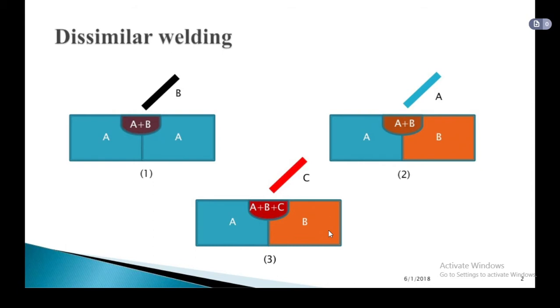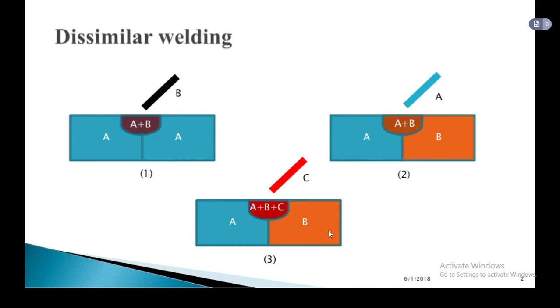So when we need to join two dissimilar materials, it is very difficult to join the dissimilar metal. While joining these dissimilar metals, we need to consider different factors that we will discuss here.